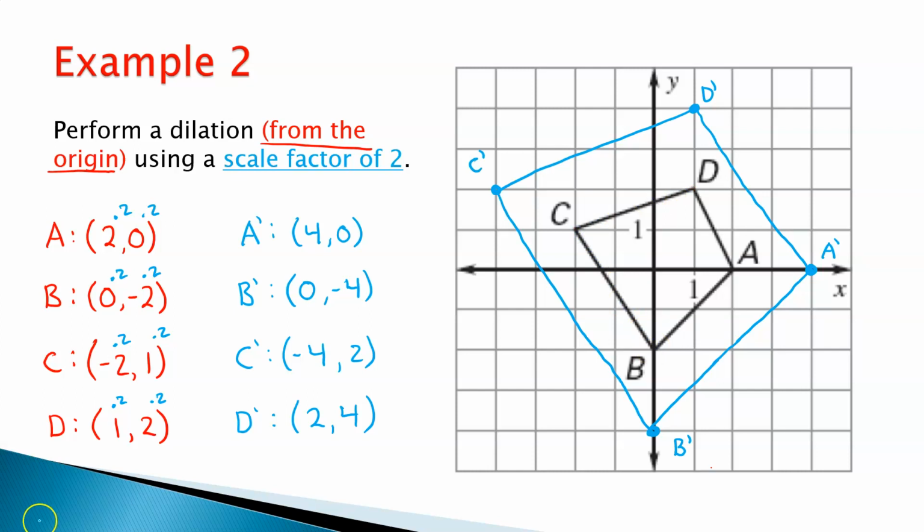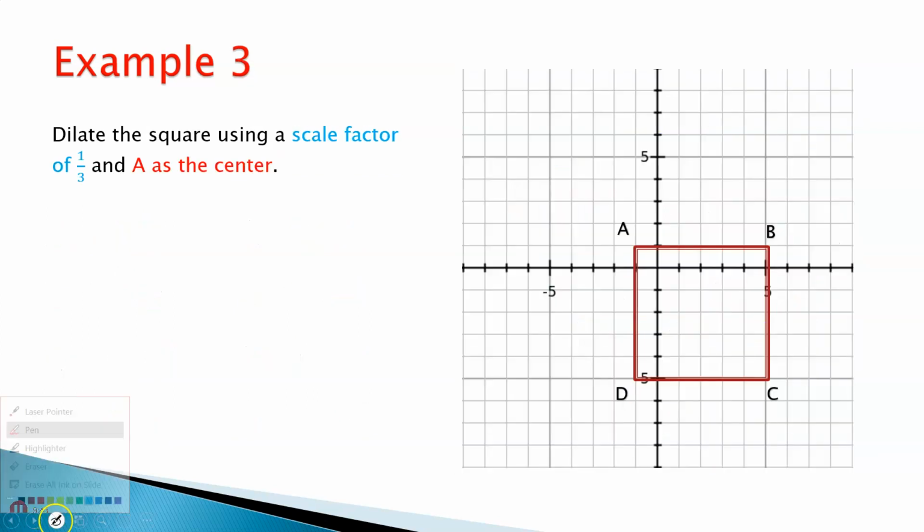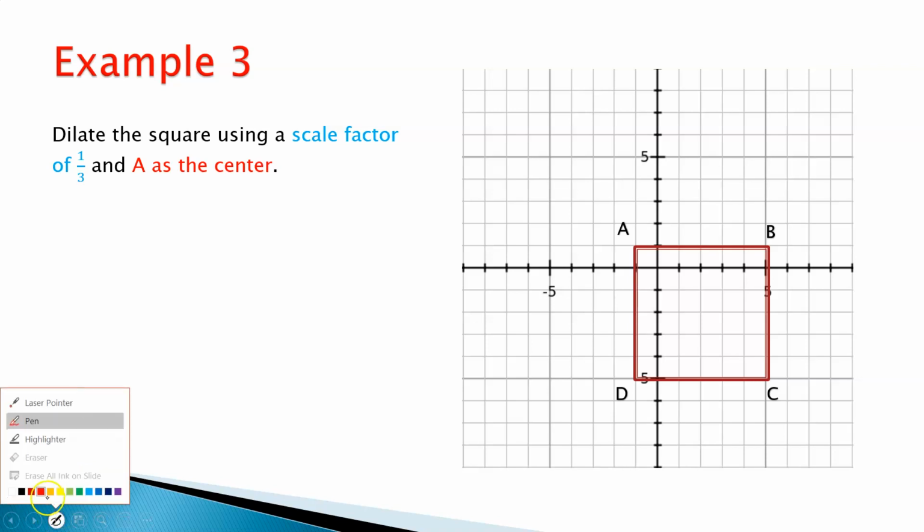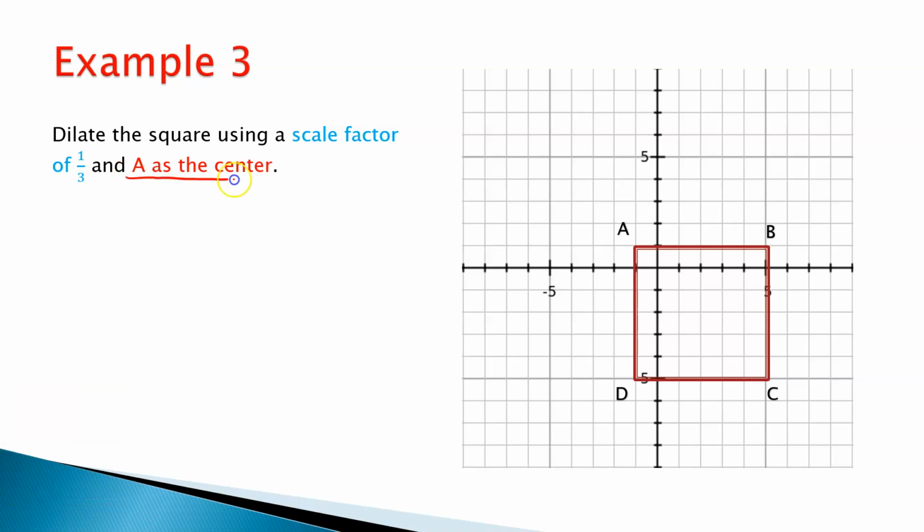All right, what if we're not dilating from the origin, right? Take a look at example 3 and example number 4. It says dilate the square using a scale factor of 1/3. So I should be shrinking it, right? My scale factor is 1/3. It's between 0 and 1. So it should be getting smaller. It should be getting smaller towards A, because A is going to be the center right here. So A is my center. A is also going to turn into A prime.